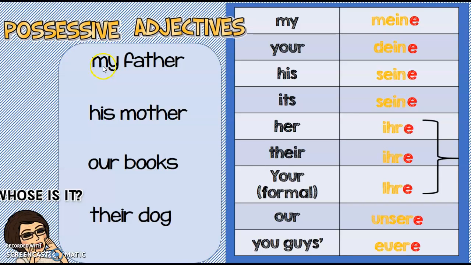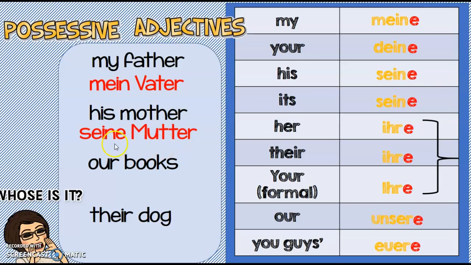So if I want to say my father, father is a masculine gendered noun, so I do not want an E on my possessive adjective. It would just be mein Vater. You don't say mein der Vater, that would be my the father. We just want my father, mein Vater. His mother, his is sein. Mother is a feminine gendered word, so I need to add my E. So it would be seine Mutter, his mother.